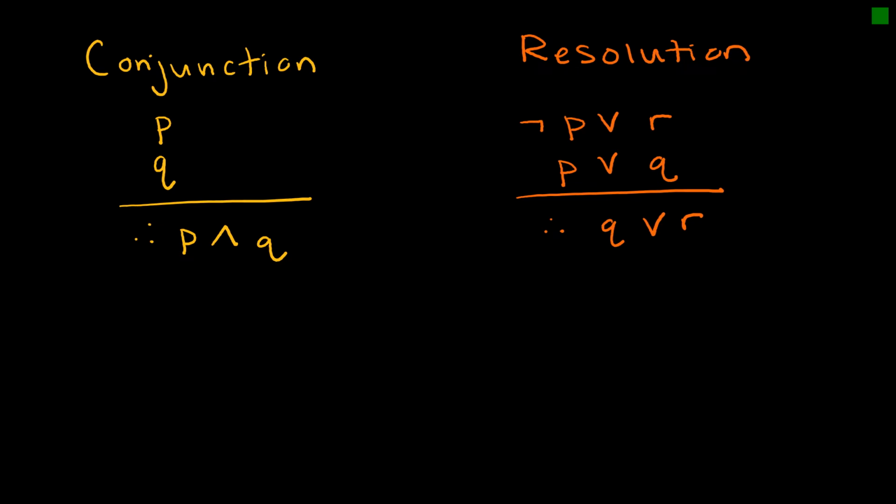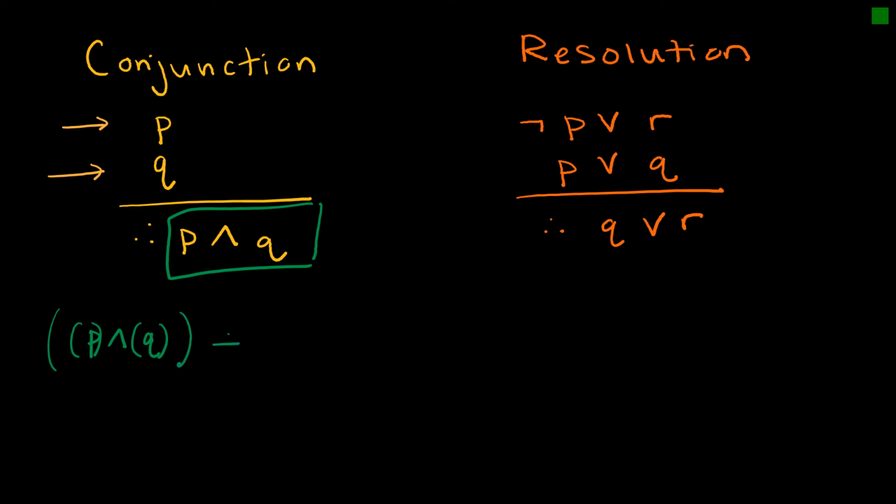Okay, for the last two, we have conjunction and resolution. That terminology should sound familiar to you. Conjunction is pretty straightforward. This one's saying P is true. This one's saying Q is true. Our conclusion is yes, they are both true, P and Q are true. We already know that is a conjunction. We've studied that before. What we're saying is if P and Q are both true statements, that implies P and Q.